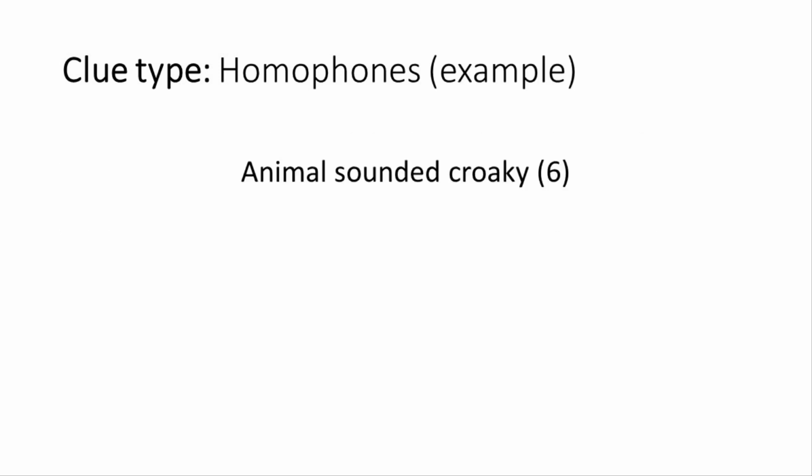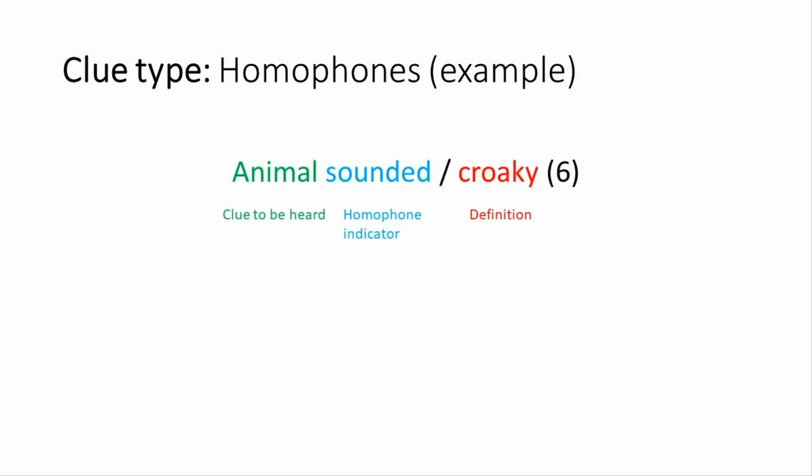Let's try this. Animal sounded croaky, 6 letters. Here, the word sounded is telling us that if we find a word that means animal or a type of animal, say it out loud, we'll be saying a word that could also mean croaky. One type of animal is horse. If we say that out loud, it could also be hoarse, which is like when a person has a rough and croaky voice. As with many crossword clues, the clue attempts to put a different image into your head, in this case, that of a frog.